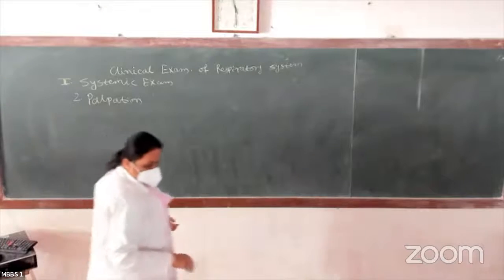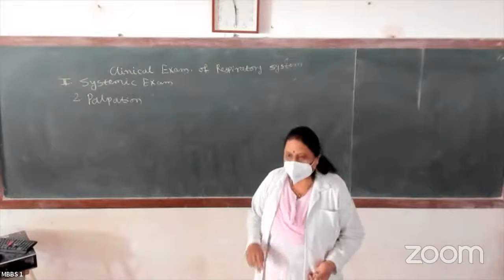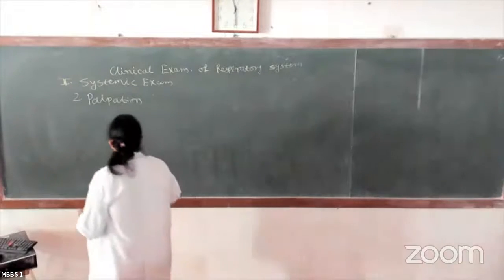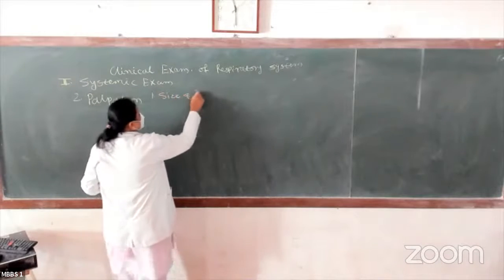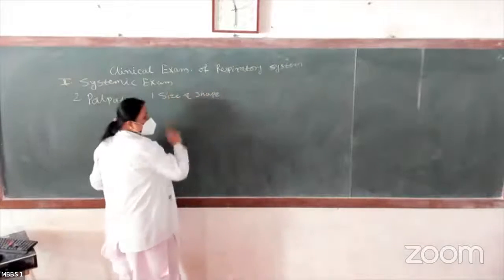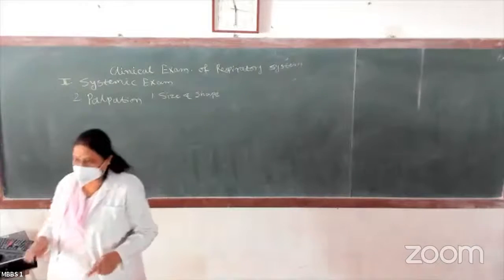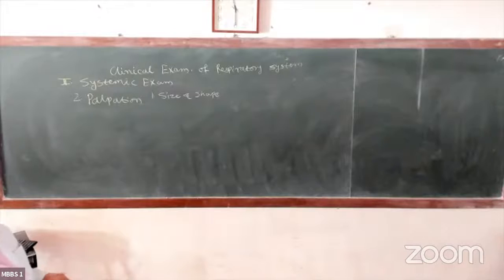First, in the palpation, the first point is the size and shape, that is, symmetrical or asymmetrical. In palpation, what do we do? We confirm the findings of the inspection. So the first point is the size and shape.